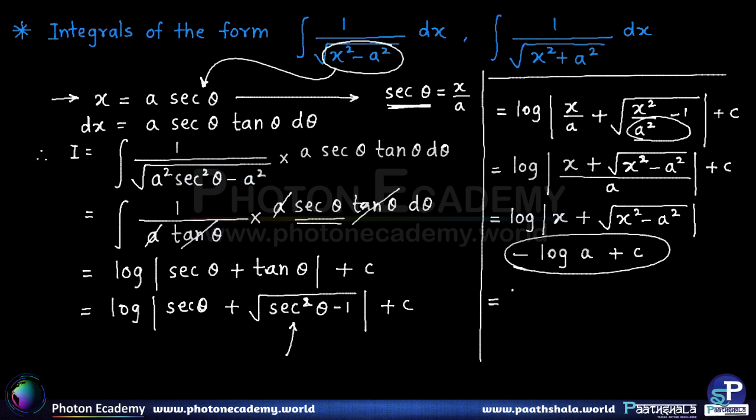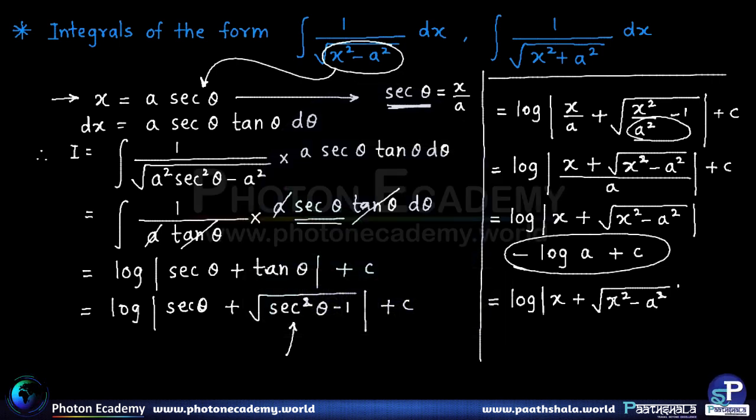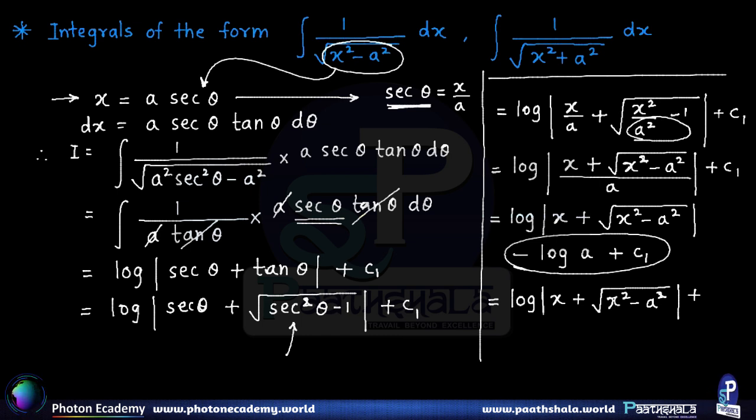So therefore our final answer is nothing but log of mod of x plus root of x square minus a square. Now we can definitely denote the previously obtained constant as say c1, so that now the new constant which we have got, that is minus log a plus c1, we can just write it as a single constant, which is c. So therefore this is the final answer of the given integral.